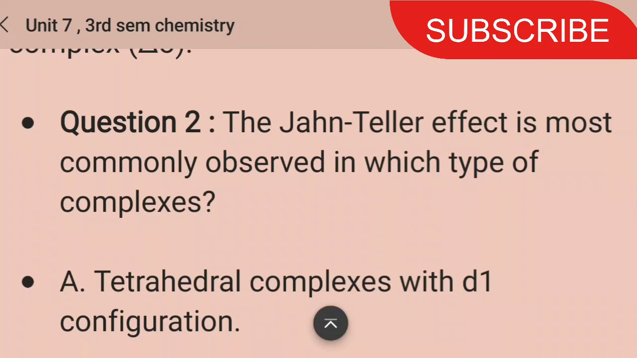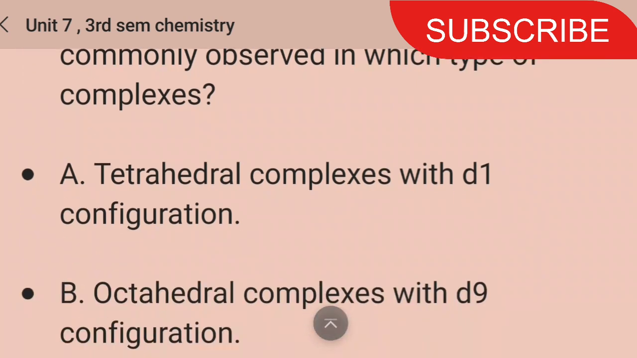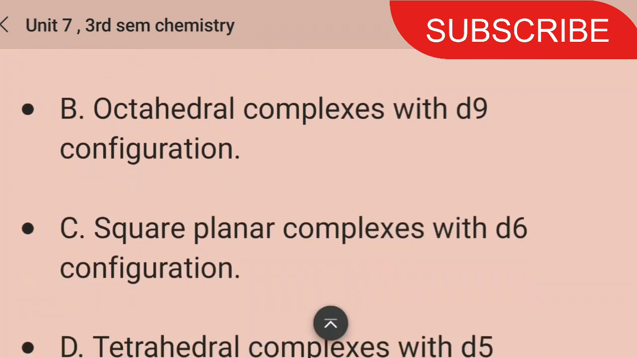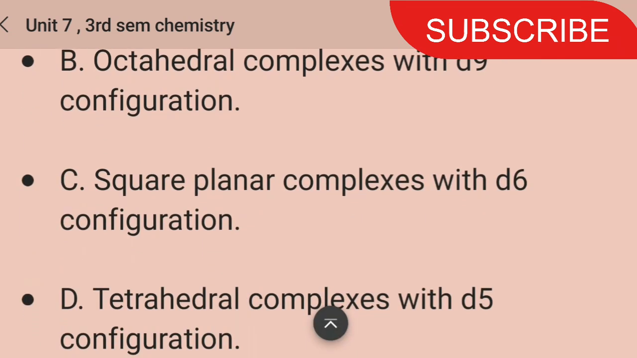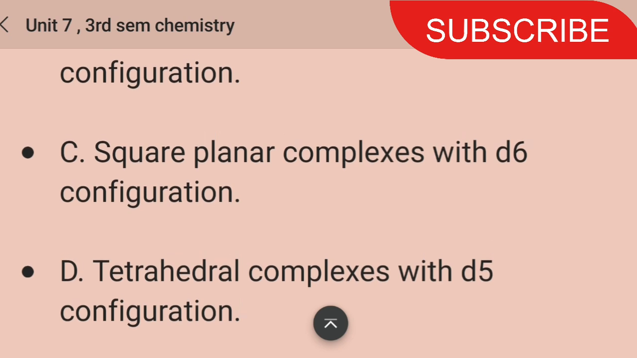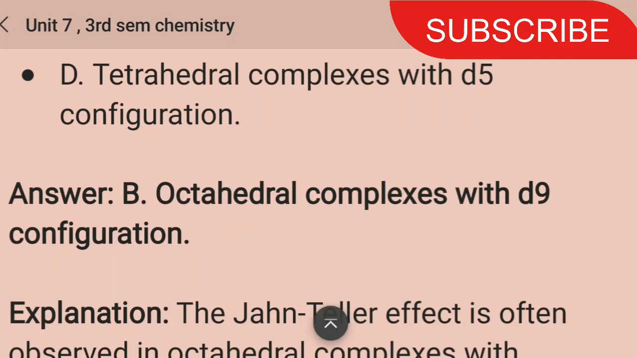Question number second. The Jahn-Teller effect is most commonly observed in which type of complexes? First, tetrahedral complexes with d1 configuration. Second, octahedral complexes with d9 configuration. Third, square planar complexes with d6 configuration. Fourth, tetrahedral complexes with d5 configuration. And the correct answer is option number B, octahedral complexes with d9 configuration.